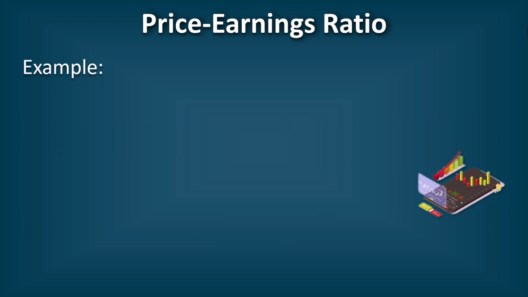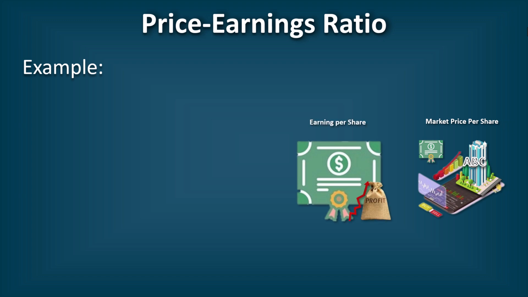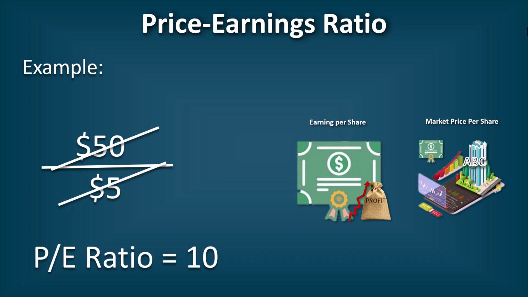Suppose we have a company named ABC that is listed on a stock market. We want to compare its market price per share with its profit per share. The market price per share is $50. Earnings per share is $5. So we apply the formula. Price per share, $50, divided by earnings per share, $5, equals 10. Therefore, the price-earning ratio in this example is 10.